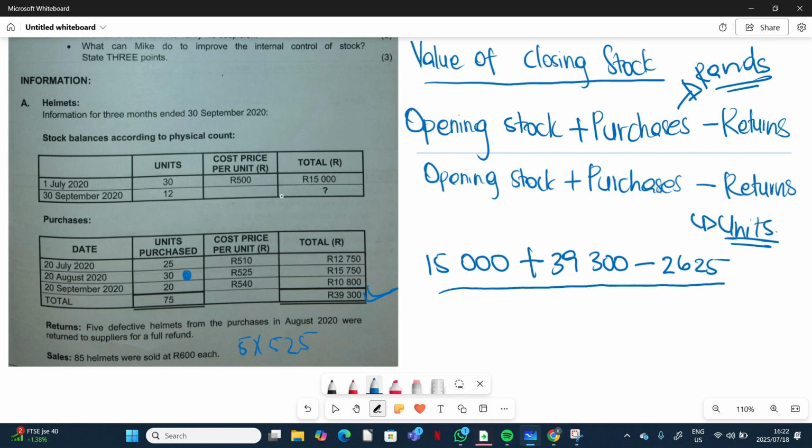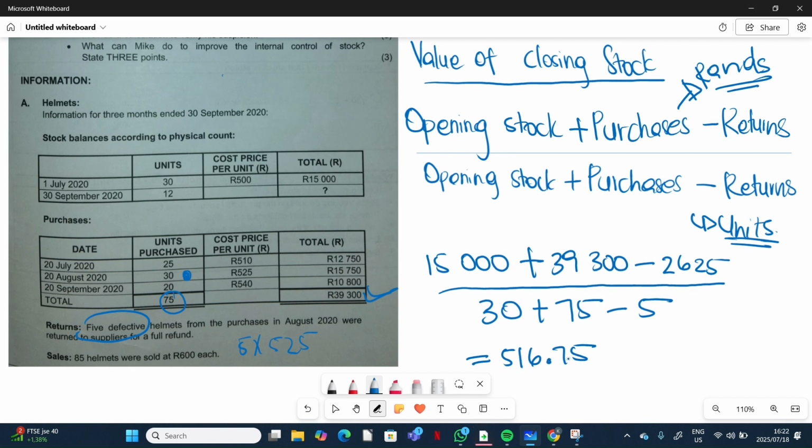Then you're going to divide the amounts by the units. The opening stock, how many units did it have? The opening stock was 30. Then you're going to add 75, the total number of units that were bought. But they returned five defective helmets, so subtract five. Then right there you would get the average price per unit. So remember, you're going to get the average price per unit as 516,75.